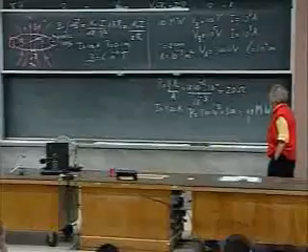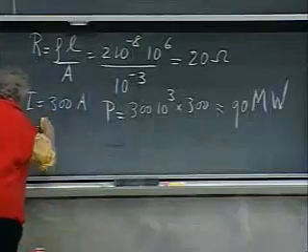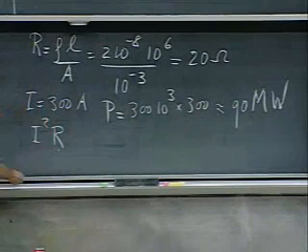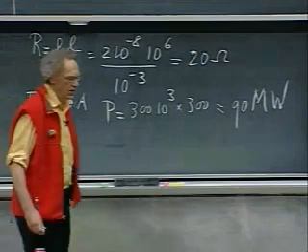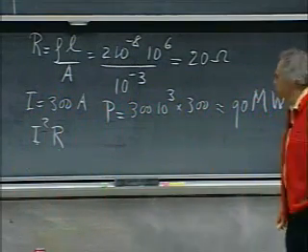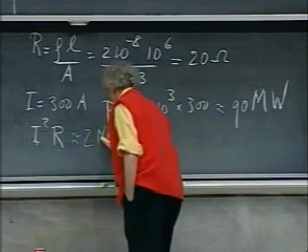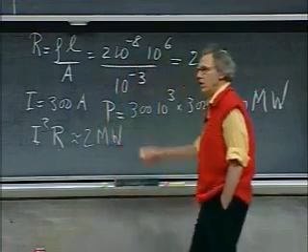So you can calculate now what the loss is. The loss is I squared R. You know R is 20 ohms. You know I is 300 amperes. And so you'll find now that you have about 2 megawatt loss. That's not bad. 2 out of 90. So you have about 2% energy loss in transportation.